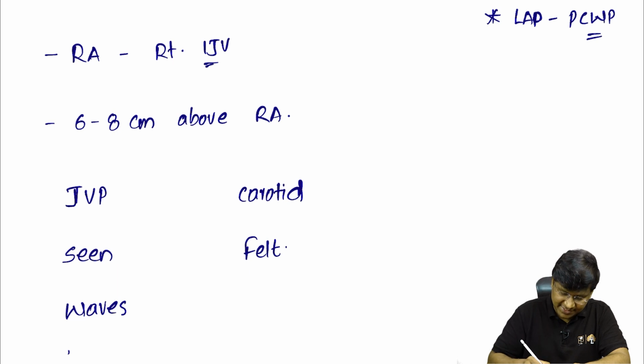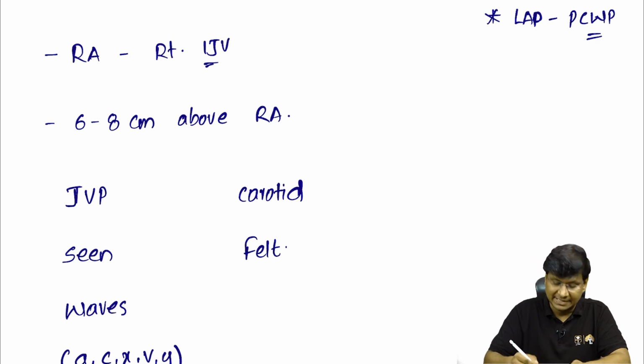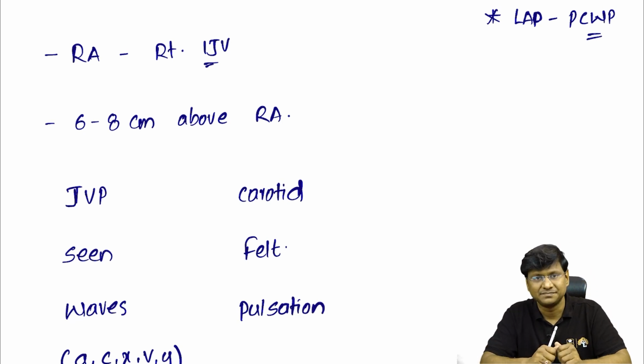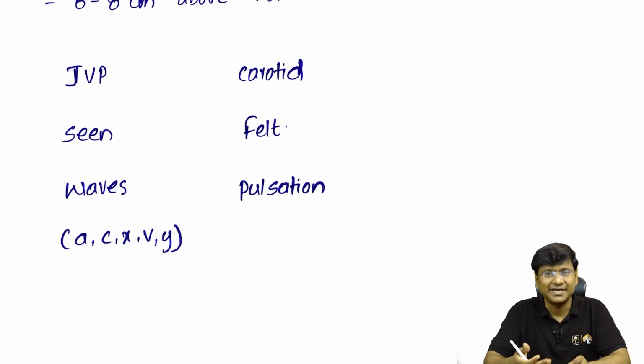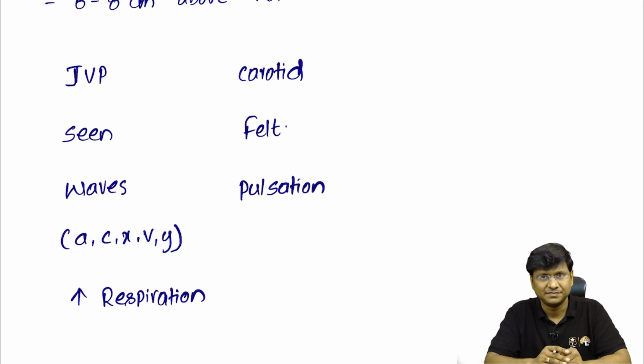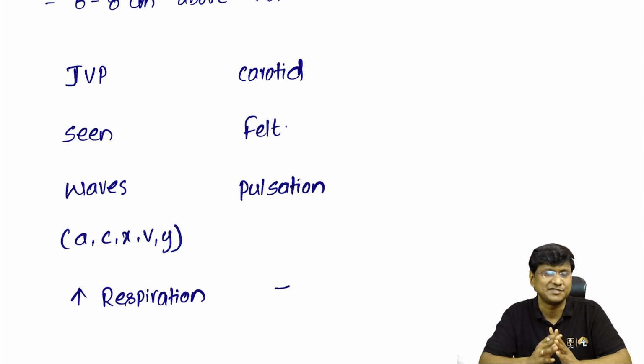In the jugular venous pulsations, you have the waves, right? And what are these waves? These waves include A, C, X, V and then Y. These are the waves which are present within the JVP. Whereas the carotid is pulsatile, so you will be able to feel the pulsations on palpation. The next important point is the effect of respiration. Jugular venous pressure decreases on inspiration, whereas the carotid pulsations have no effect from respiration.